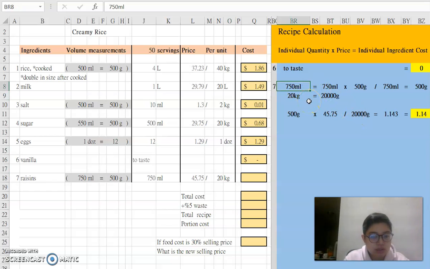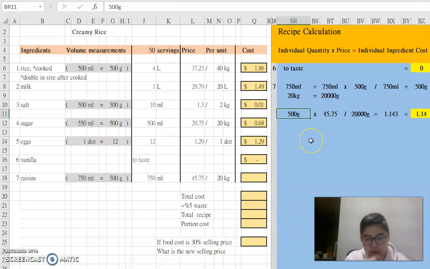For the milliliters to grams, 750 milliliters. Here, we need to change to grams, so we need to times 500 grams divided by 750 milliliters. Then this milliliters unit will cross out. After calculation, it is equal to 500 grams. And for the 20 kilograms, it is equal to 20,000 grams.